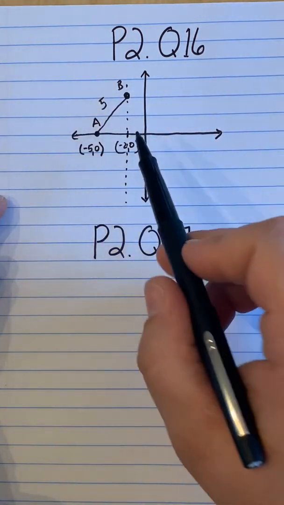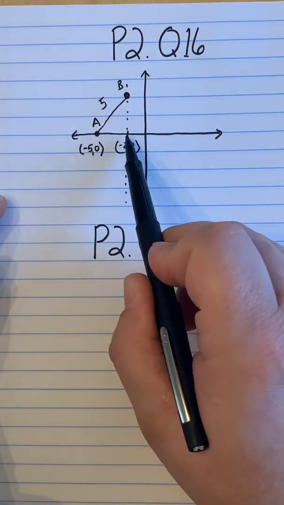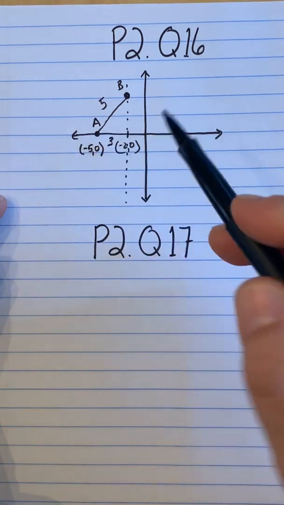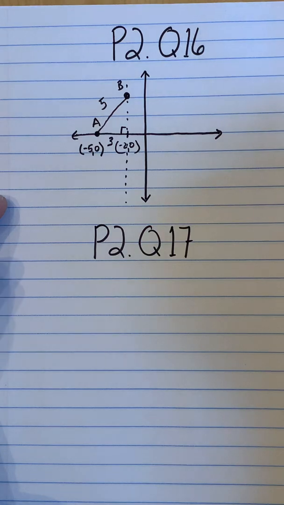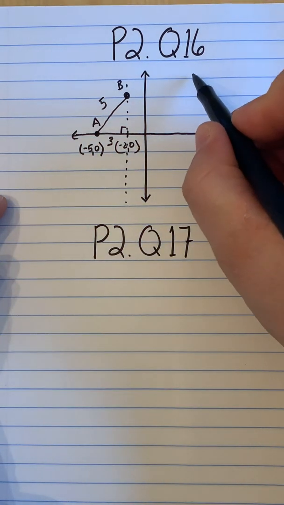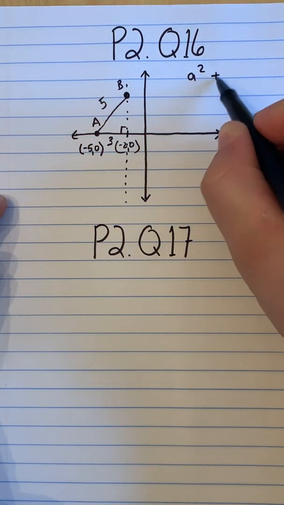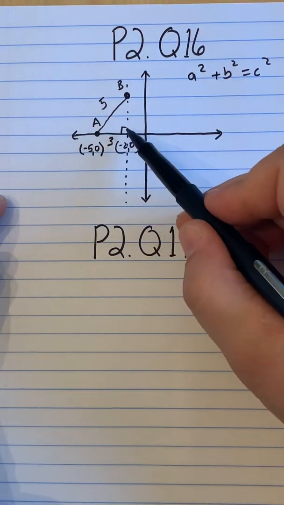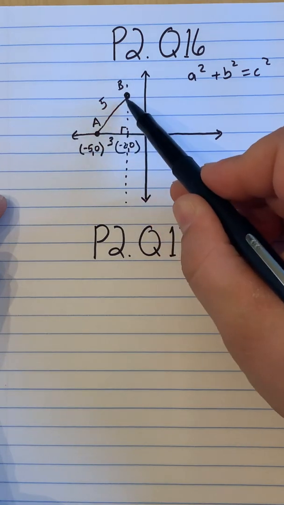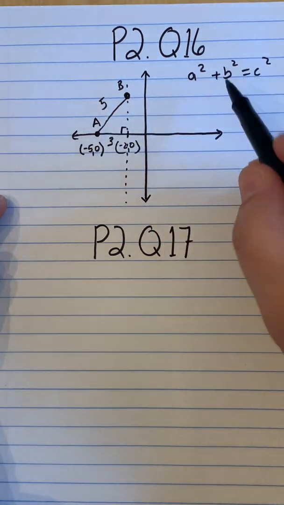Okay. Well, what do we know? From -5 to -2, we know that's 3 units, and we know that this is a right triangle. So what we have to do is use the Pythagorean theorem. a squared plus b squared equals c squared. So remember, if this is the 90-degree angle, this is the hypotenuse, so 5 is going to be c.